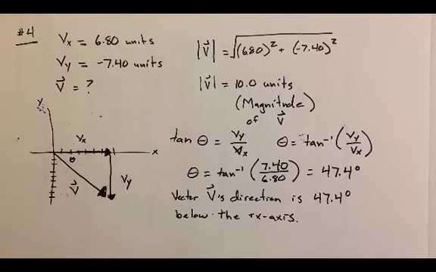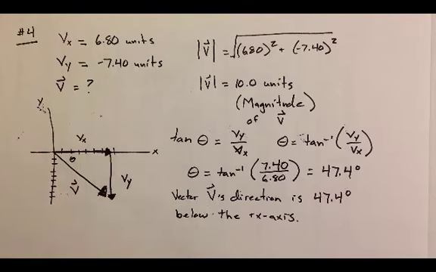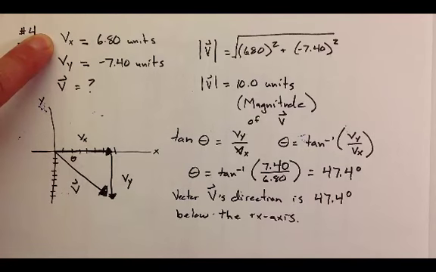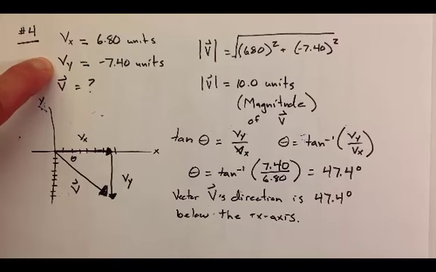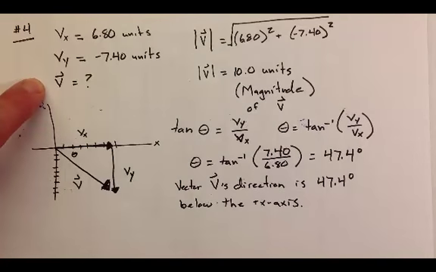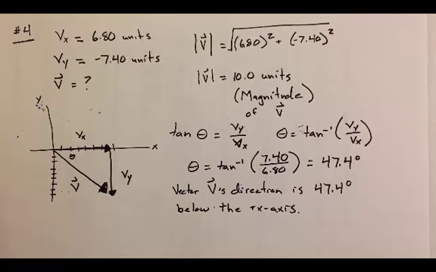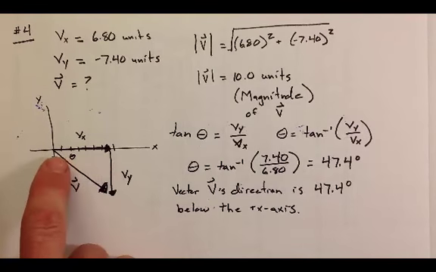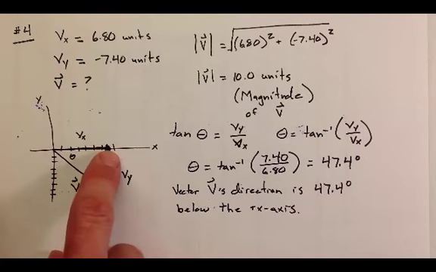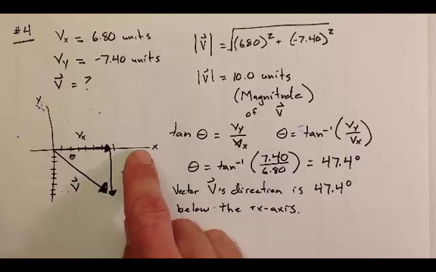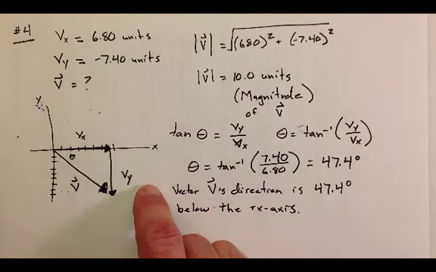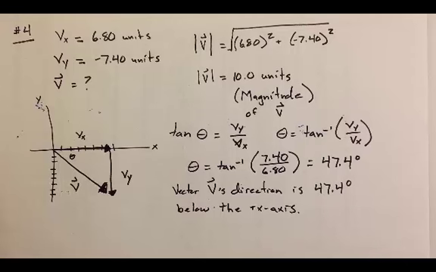All right, so this is problem number 4 from your book. And here's what it says. There's a vector, and I don't know its magnitude or direction, vector v, but I know that Vx is 6.80 units long. Vy is negative 7.40 units long. What is the magnitude and direction of vector v? So I drew a picture here. Notice Vx points in the plus x direction because of the positive sign. Vy points in the negative y direction because of the negative sign there. So this is Vx and this is Vy, and this would be vector v.